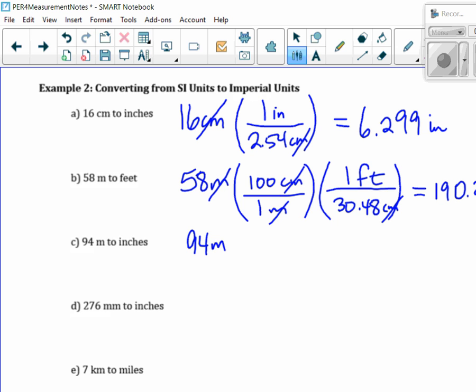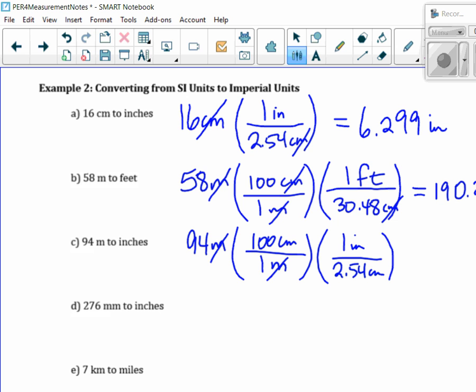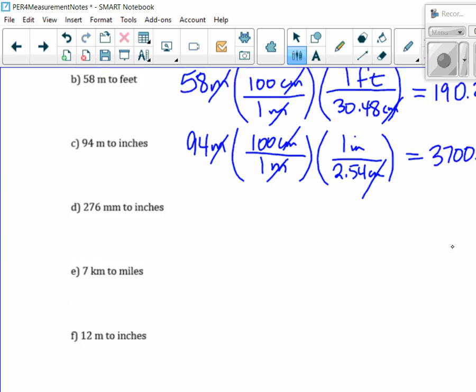Okay, let's keep going. 94 meters to inches. Well, there again, there's no inches, so I need to convert this to centimeters. So 100 centimeters is 1 meter. So now I'm in centimeters. Then I've got to change it to inches. So 1 inch is 2.54 centimeters. So the centimeters cancel. So now I go 94 times 100 divided by 2.54. So I get 3,700 and 0.787, and that is inches. Keep going here.